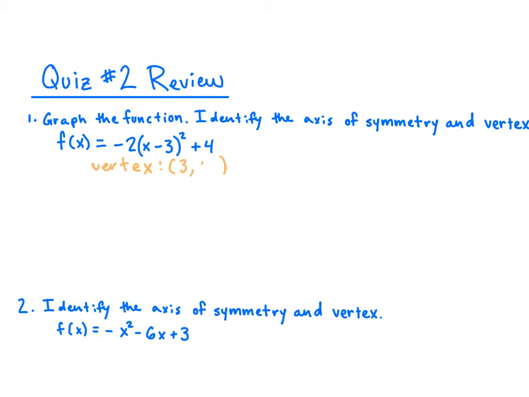Perfect. 3, 4. And then what would our axis of symmetry be? X is equal to 3. Awesome. So then we go to our graph. We're going to graph our vertex at 3, 4. Our axis of symmetry goes right through it.